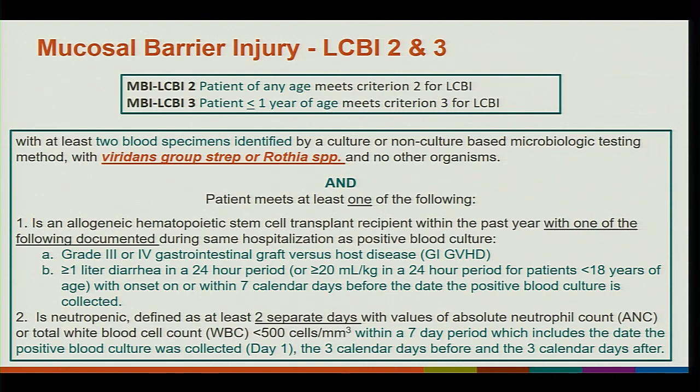It is possible for a patient to meet both MBI LCBI 1 and MBI LCBI 2 at the same time. When this occurs, report the MBI LCBI 1 with the recognized pathogen first and the Viridans group strep or Rothia species as pathogen 2. This is a reporting requirement of the NHSN application.